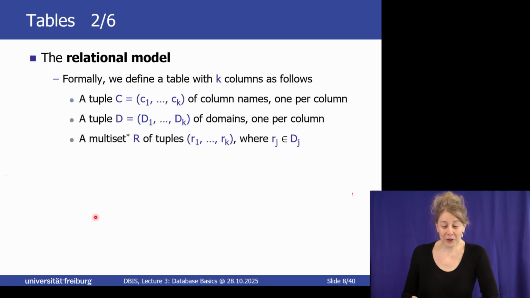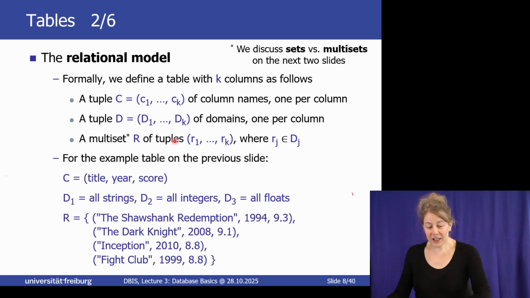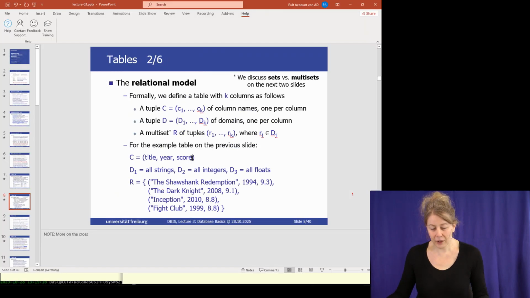The relational model. Let me show the whole slide. So if we make this a little more formal, this is also relatively easy. You have the columns, it's just a tuple of the headings. What we have seen on the previous slide: title, year, score. These are the domains. So the titles are strings, years are integers. For now, scores are floats, and it shouldn't be score, it should be rating.